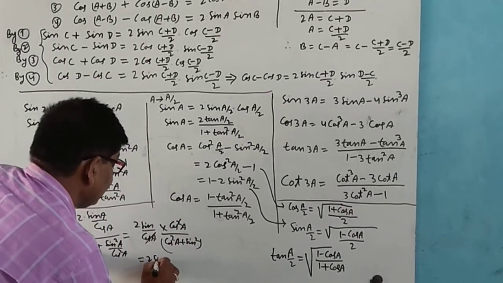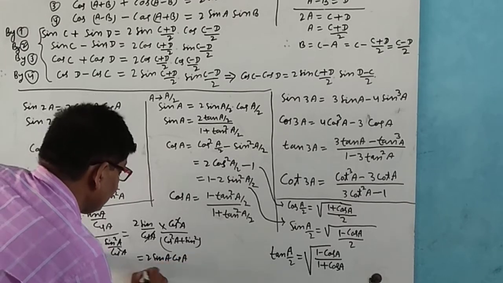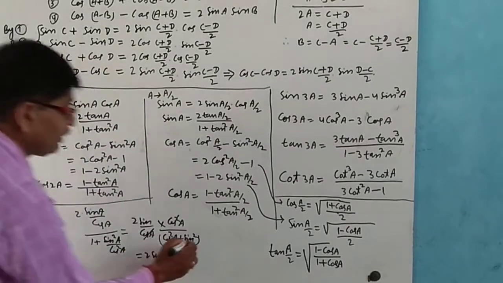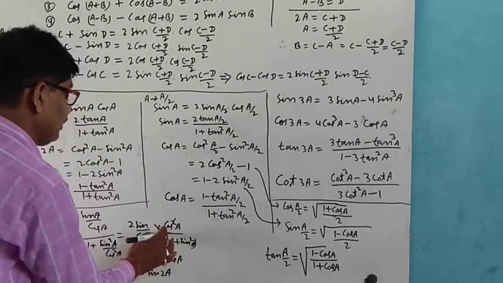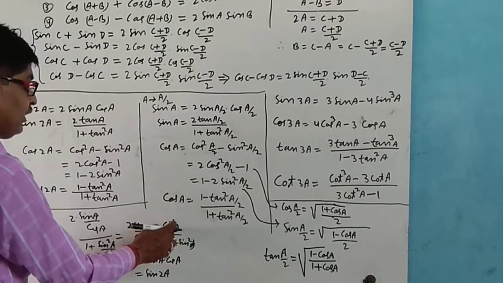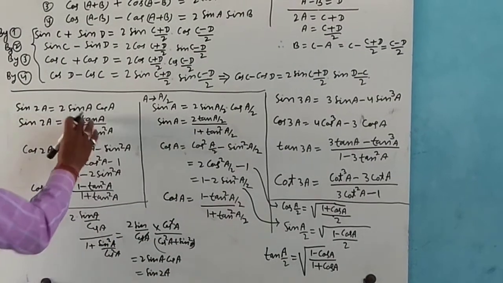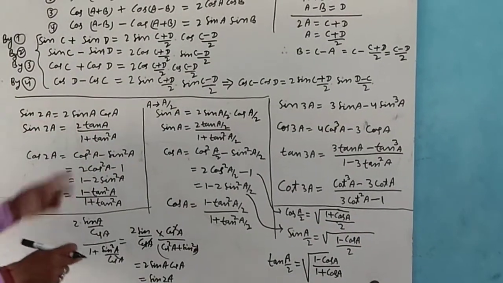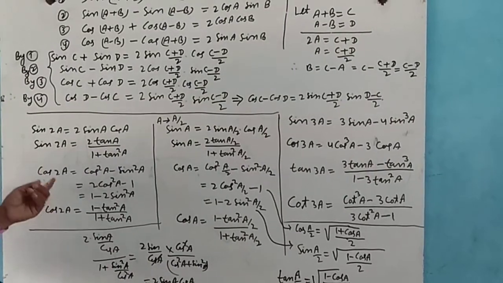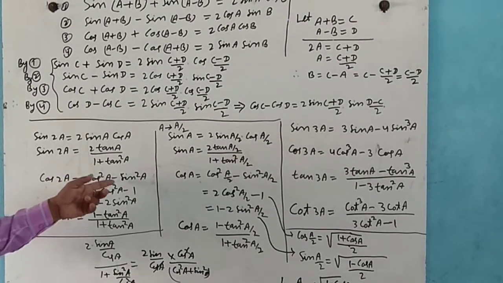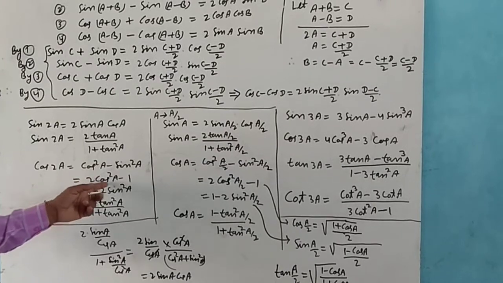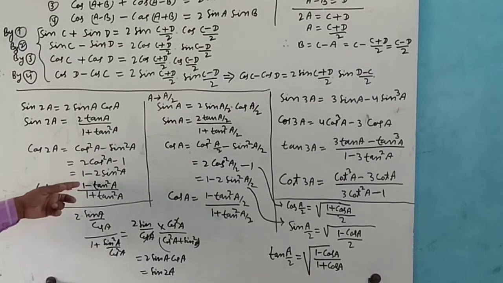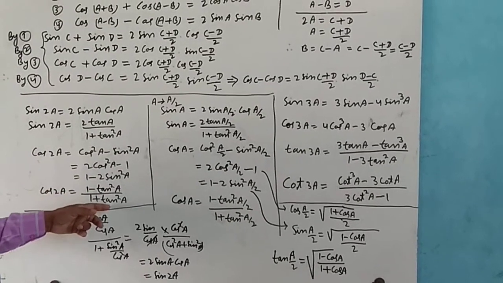Now this gives 2 sin a into cos a equal to sin 2a, since sin square theta plus cos square theta equal to 1. This becomes 1, and this cancels, leaving 2 sin a into cos a, which is sin 2a. It means this is equal to this, so this is the formula of sin 2a. Similarly, cos 2a equals cos square a minus sin square a, or 2 cos square a minus 1, or 1 minus 2 sin square a. Cos 2a is also (1 minus tan square a) divided by (1 plus tan square a).